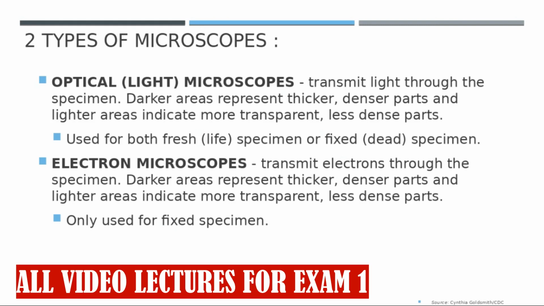Now we go to the types of microscope. There are two types. The first one is called the optical or light microscope. This type of microscope uses light that is transmitted through the specimen, so it uses a light source. The second one is called the electron microscope. This one uses electrons to transmit energy through the specimen. Just remember, electrons have a shorter wavelength compared to light. Therefore, the electron microscope will give more resolution and higher magnification.